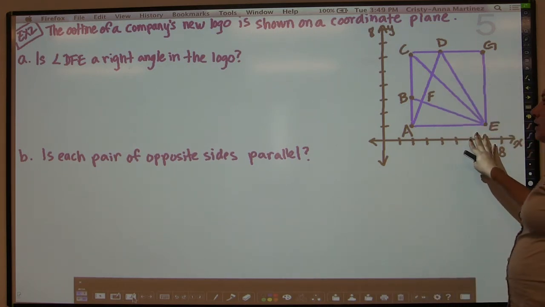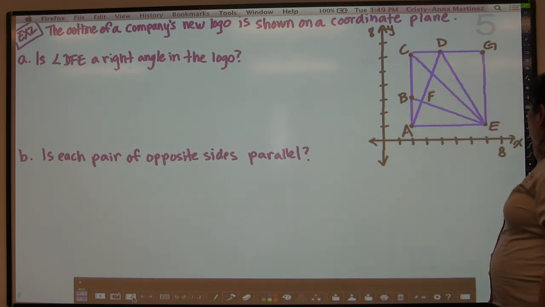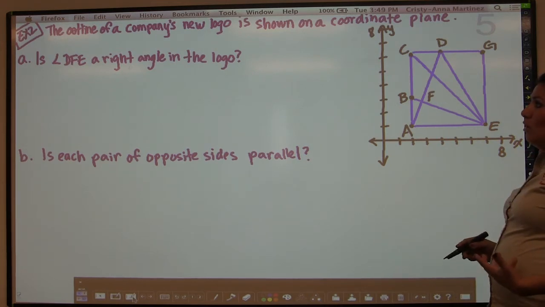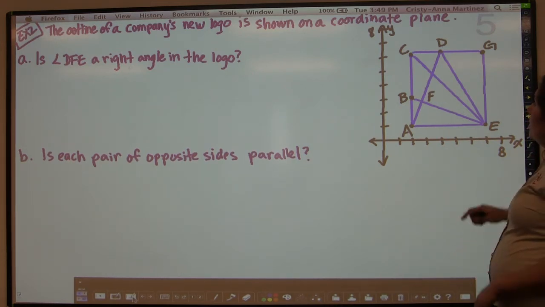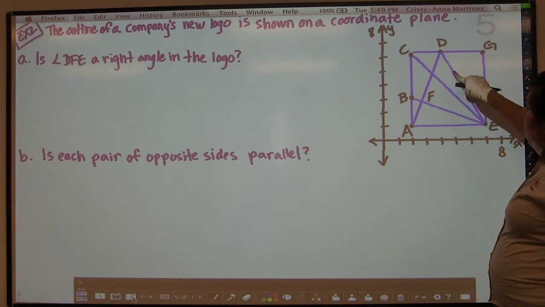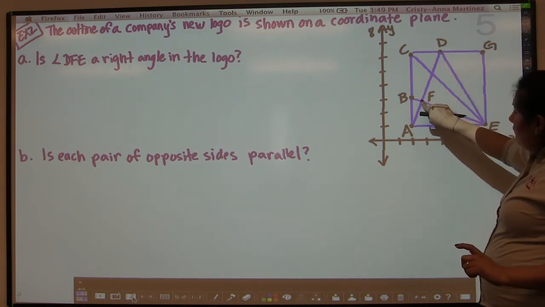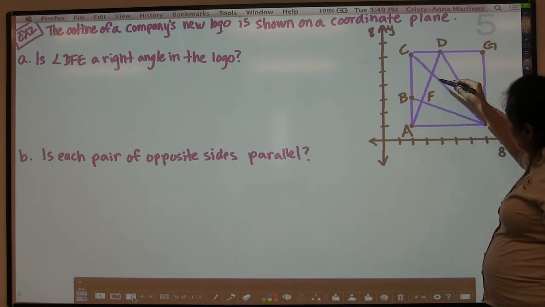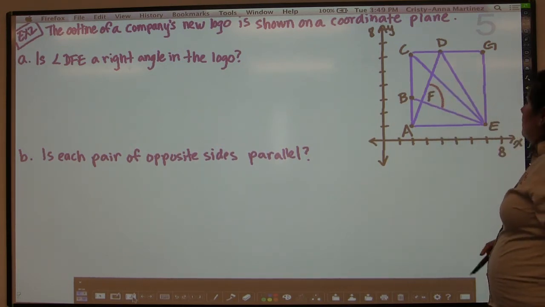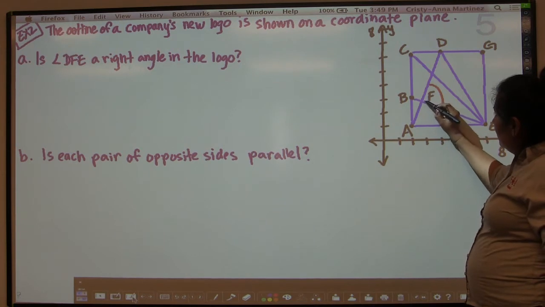And if you don't remember any geometry from before, first thing we have to do is identify what angle we're talking about, angle DFE. So what you want to do is trace the letters. The middle letter is always the vertex, so here's D, F, E. So we're talking about this angle right here. Okay, this guy right here, is that 90 degrees?